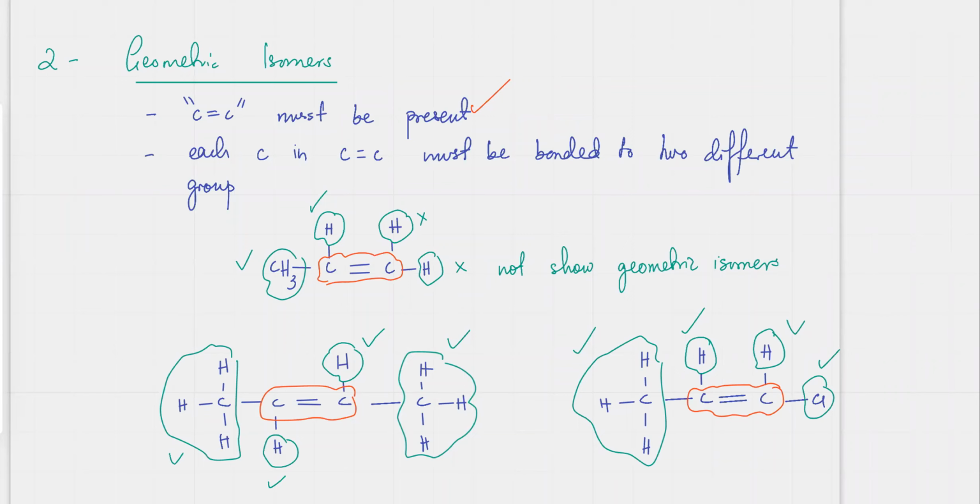Alicia, is this clear? Zahib? Yes, sir. Achha. Yes, sir. So that's the first thing.